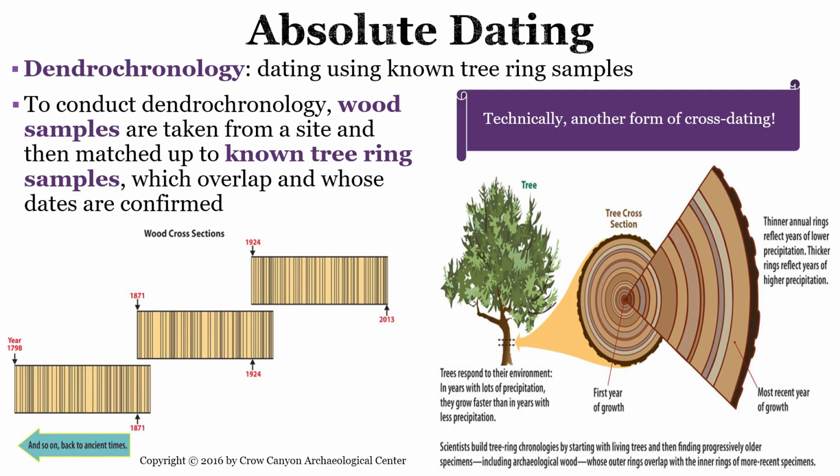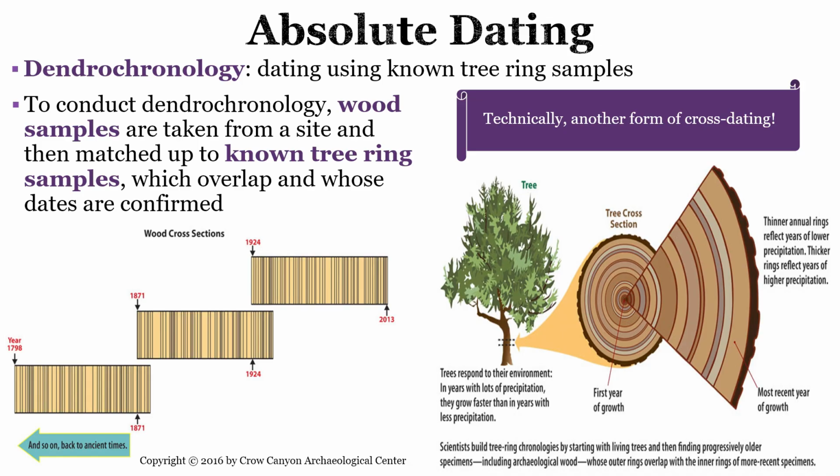So we look at these samples and we try our best to match them up so that we can look for patterns that are the same. So the sample that you see on the left, you'll see that we have one sample that starts in 1798 and goes onward. Another one starts in 1871 and another in 1924. These were the years that the trees were planted, that they were finally able to lay down that first layer.